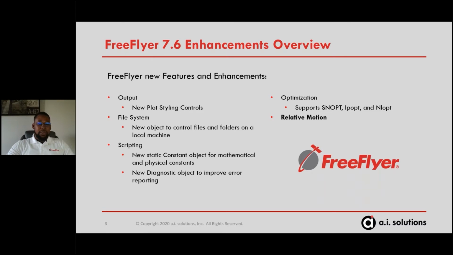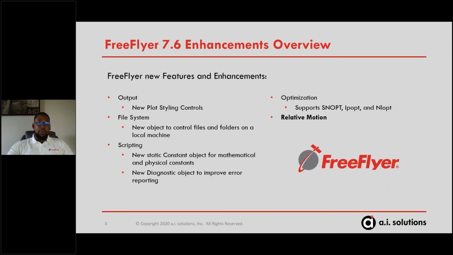And then, of course, a new diagnostics object, which we've talked about a little bit in our earlier sessions, to improve error handling and reporting so that a user is more informed of what's causing issues in a mission plan. And if you were here yesterday, we had an entire session talking about optimization and how we were supporting SNOpt, IPOpt, and NLOpt. I thought that was a great presentation. If you did not get a chance to sit in on that yesterday, we do have the links available, and I highly recommend reviewing it.